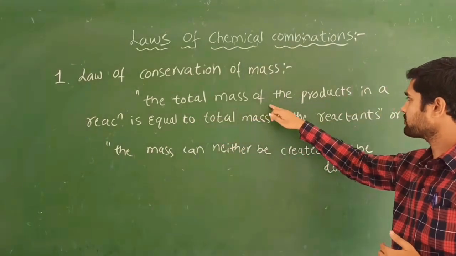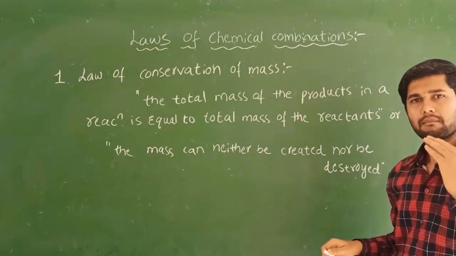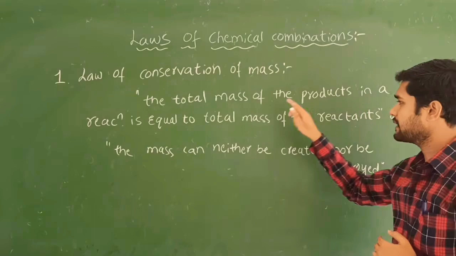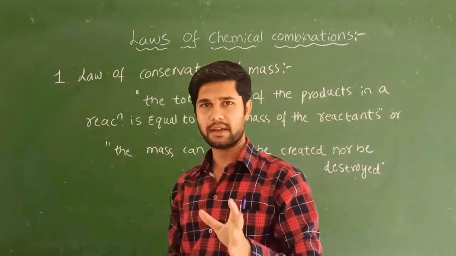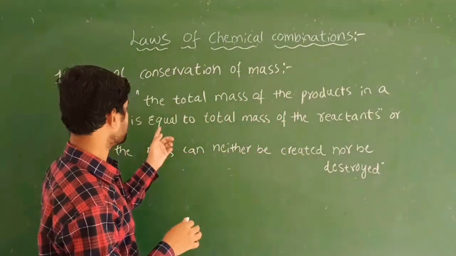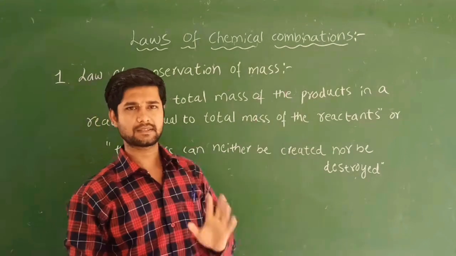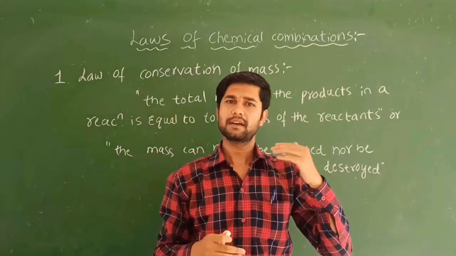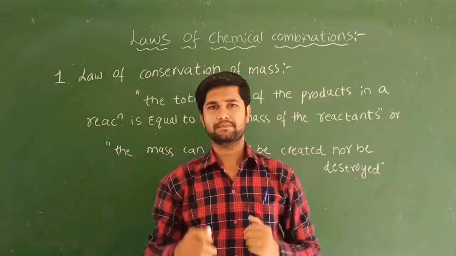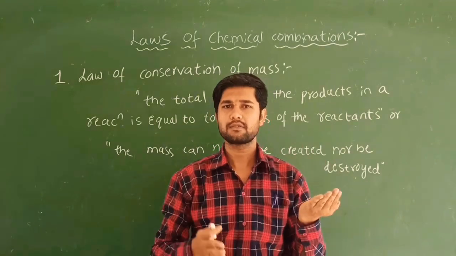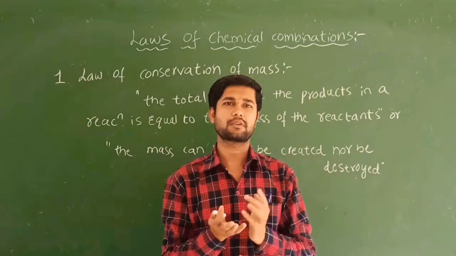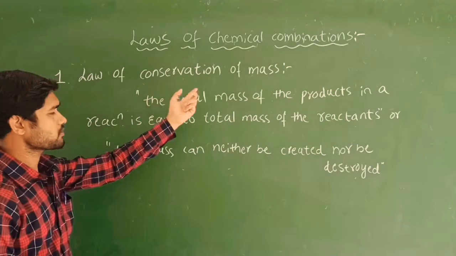The total mass of the products in a reaction is equal to the total mass of the reactants. That means in a reaction there is a reactant and a product. Okay, the mass of the reactants and the mass of the products must be equal. So that is called conservation of mass.